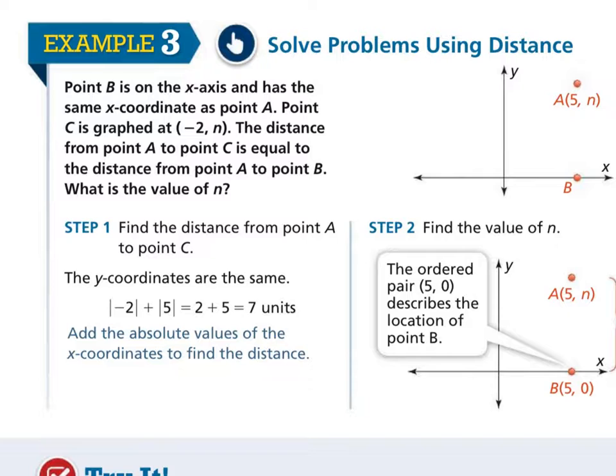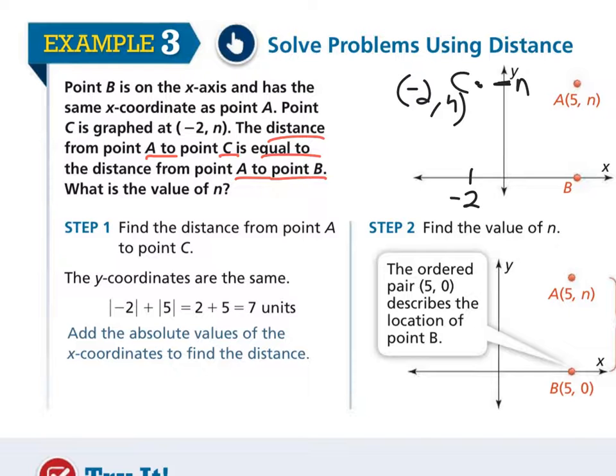Okay, so C is at negative 2, n. So negative 2 on the x would be over here somewhere. And you might say, well, n, I have no idea where that is. Well, if you look at A, the y value for A is n. So imagine up here somewhere would be where n is at. So there's C at negative 2, n. And so the deal is distance from A to C is equal to the distance from A to B.